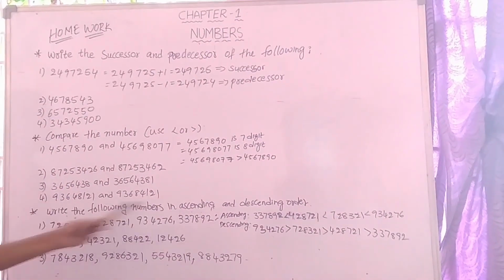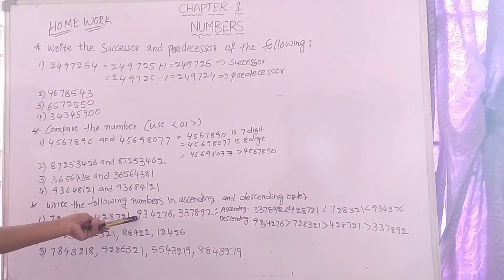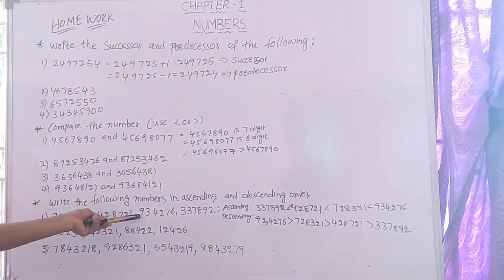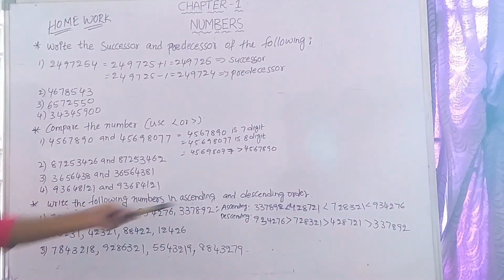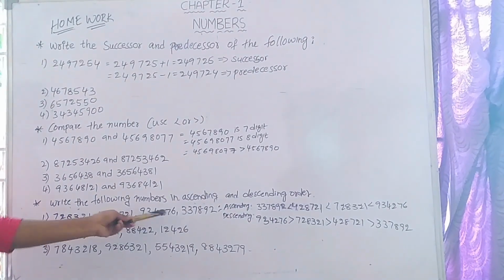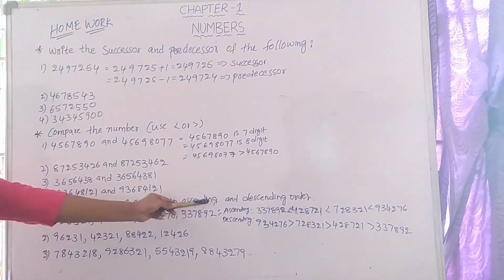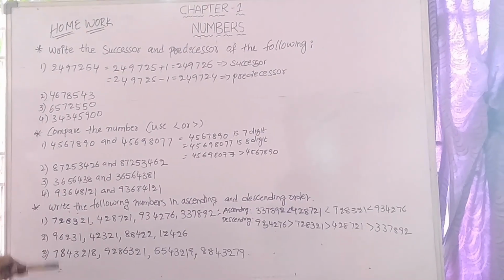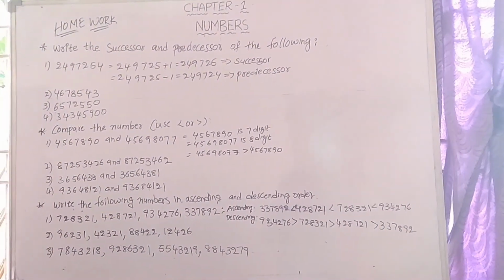Descending order means greatest to smallest. So big numbers to smallest. Here the biggest number starts with 9. From the start, 9. Next 7. Next 4. Next 3. This is the ascending and descending order. Do all these sums. Thank you, children.